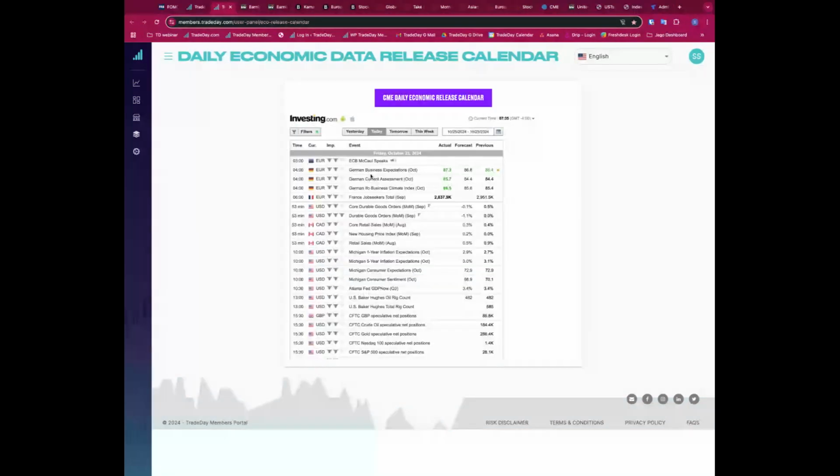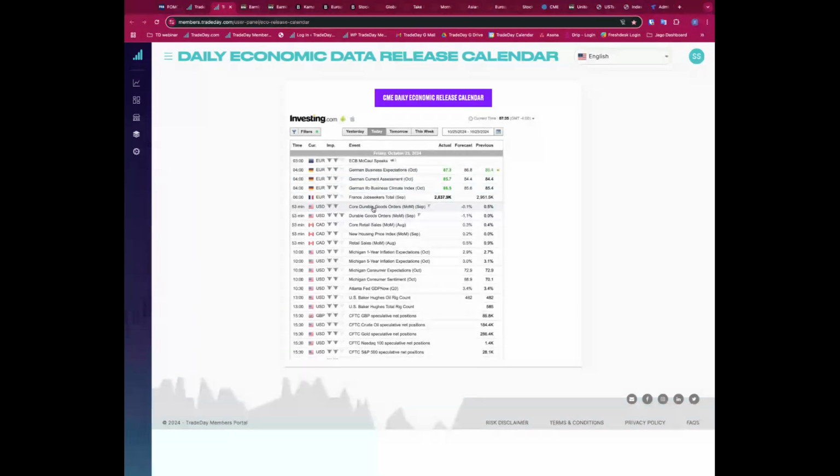Looking into the day, it's a relatively light calendar. Yes, we do get stuff. We've already had the German IFO business climate data in here from Germany. That's an important set of data for Germany. Remember, Germany, the powerhouse of Europe, and slightly better than expected. So that's definitely a positive.